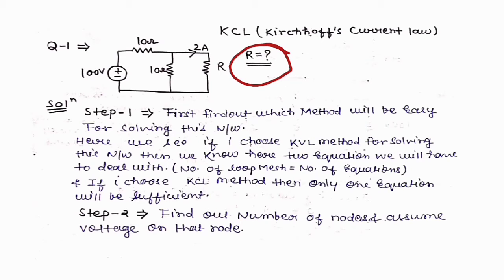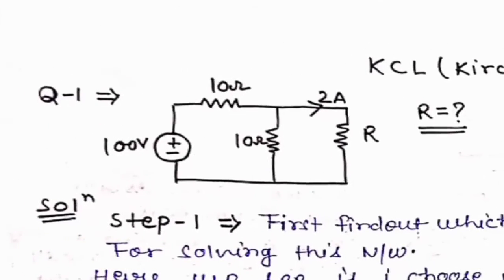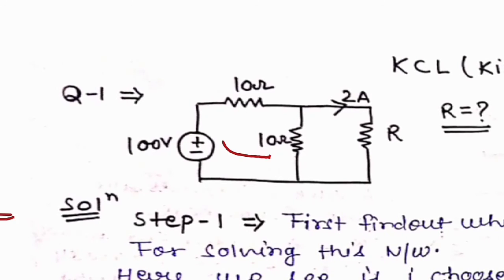So first find out which method will be easy for solving this network. If I choose the KVL method, then we know we have to find two equations, because we have two loops: loop number 1 and loop number 2. So here you see there is one loop and there is another loop.